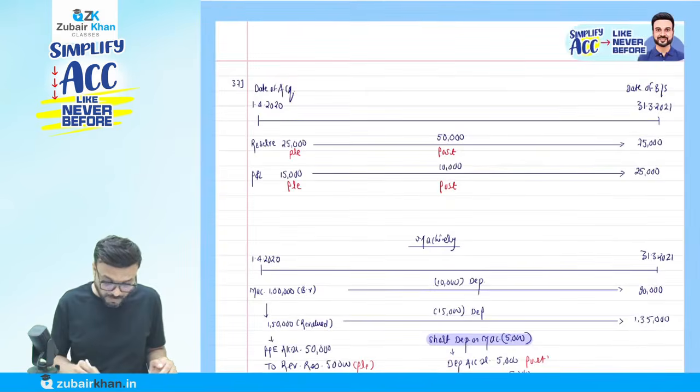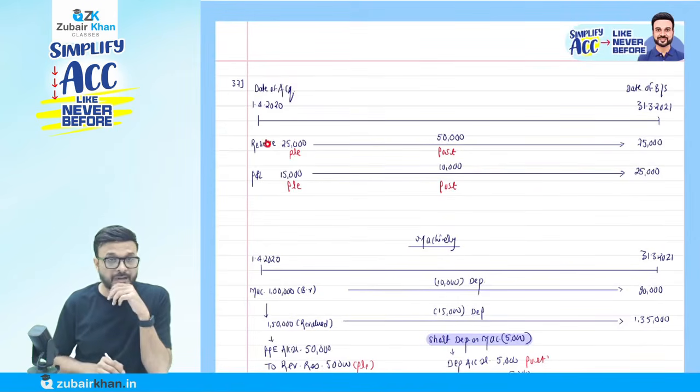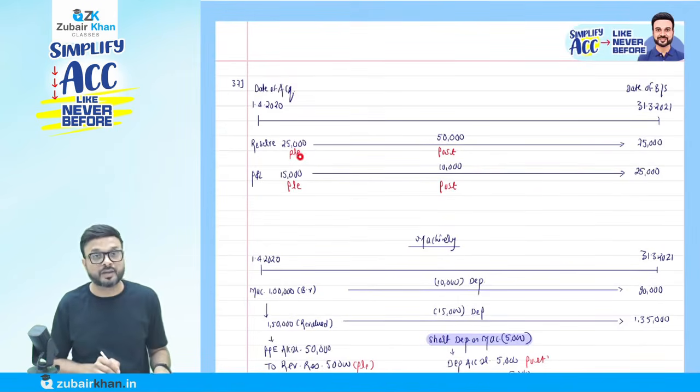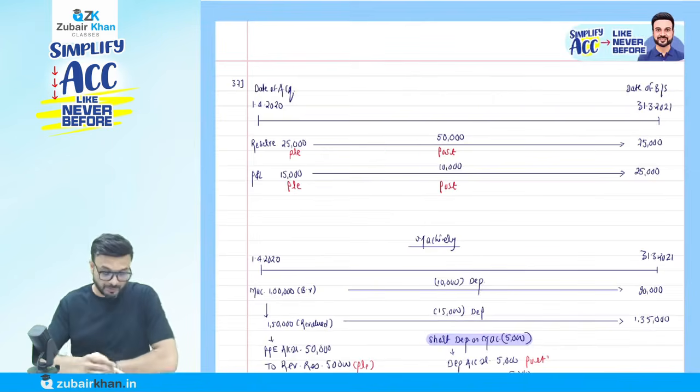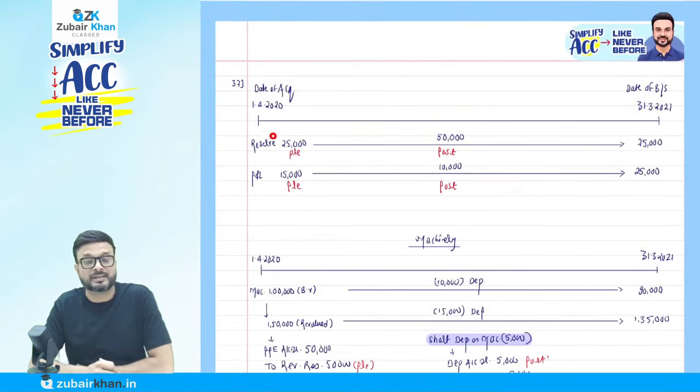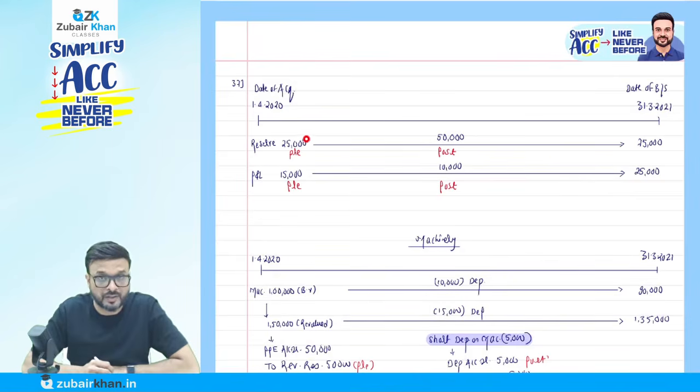Now understand this. How much is the reserve balance mentioned in the question at the starting of the year? It is 25,000. At the end of the year, it is 75,000. So from 25, it increases to 75. What is the date of acquisition? 1st of April 2020 is the date of acquisition. It means this is the balance that they have on this date. It's a pre-acquisition profit that they have made in the past.